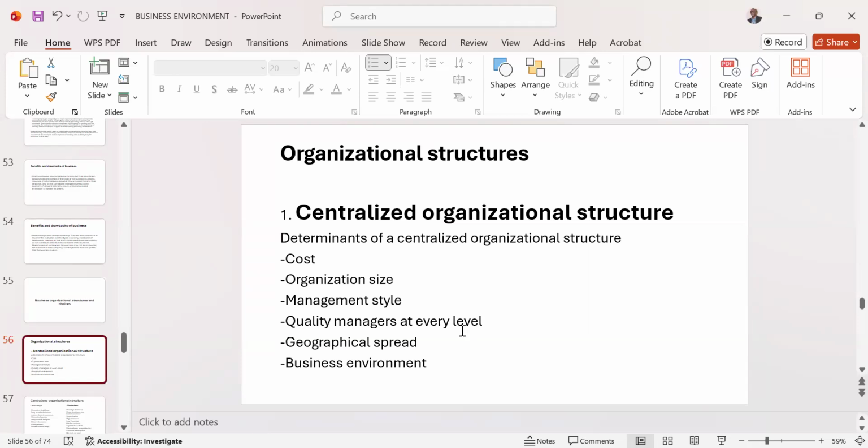So, geographical spread. Companies that operate a centralized organization structure usually have many branches. You will be surprised to know that MTN in Nigeria is still being controlled from the headquarters in South Africa, despite the fact that we still have the president or the chairman or CEO of MTN in Nigeria. So that's one of the things you see in a centralized organization structure.